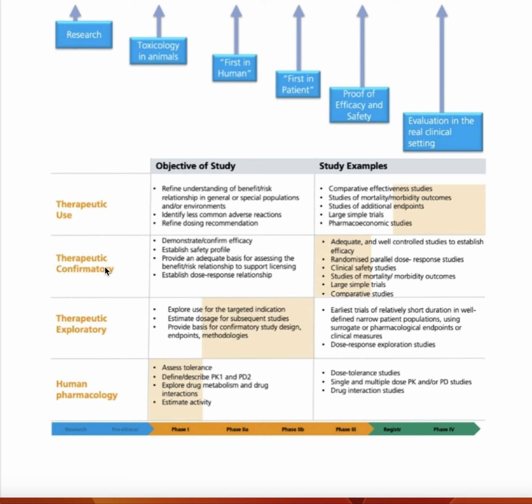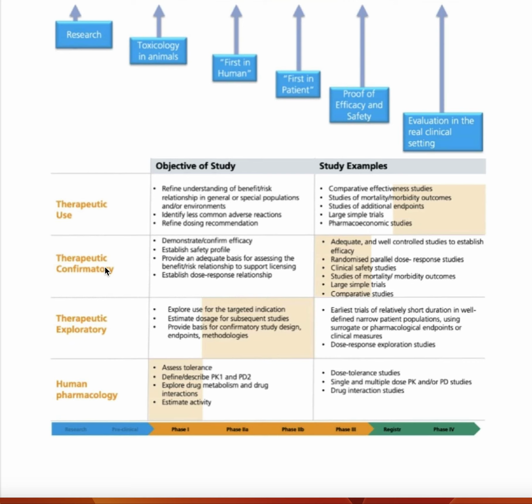Example, an adequate and well-controlled study to establish the efficacy. It should be adequate, and we know that the number will be 1,000 to 30,000 of the population, so it should be adequate. And randomized parallel dose response studies, because we discussed that before. Clinical safety studies of mortality outcome, large sample trials, because we wanted to know the variance, and comparative studies. These are the examples of therapeutic confirmatory.